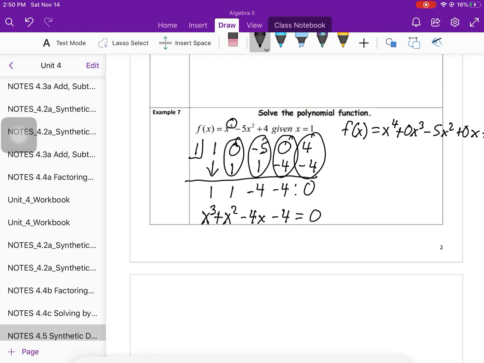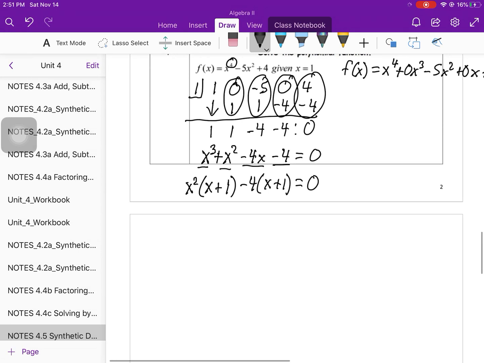So we look at the first two terms, x cubed, x squared. We can take out an x squared, and then in parentheses we have x plus 1, since x squared divided by x squared is 1. Now we look at the last two terms. We can take out a negative 4 from both of them, and we get x plus 1 again, which is exactly what we want. Now we can pull these two together in one set of parentheses, x squared minus 4 and x plus 1.